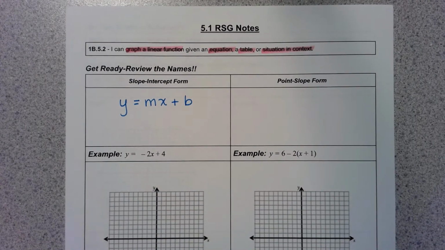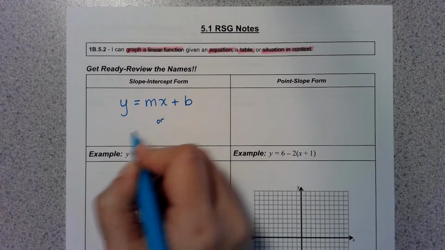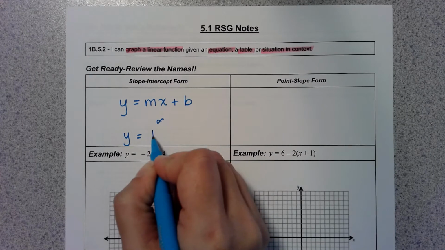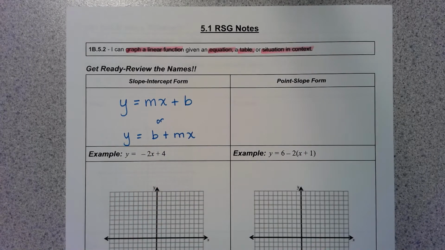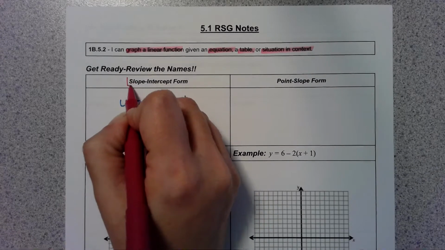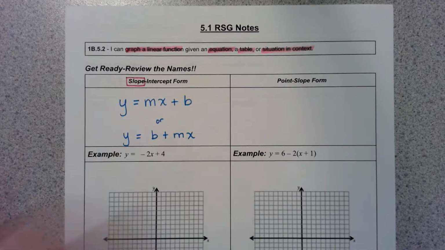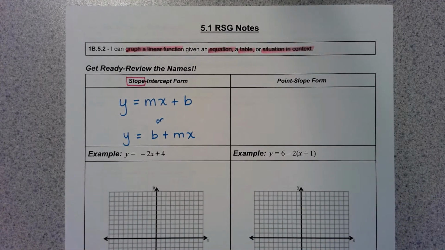Now, we could also say y equals b plus mx. The order does not matter. Either one of those equations is called slope-intercept form. The reason that we call this slope-intercept form is that in this equation, there are always two numbers, and one of the numbers in the equation tells me the slope, and the other number tells me the y-intercept.